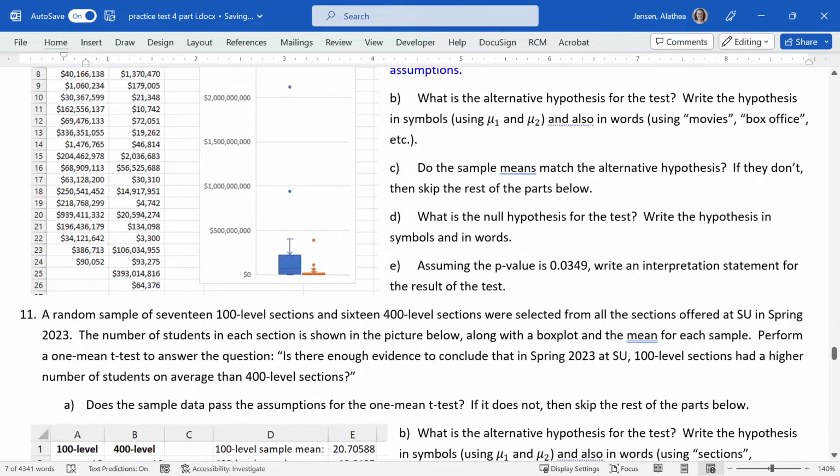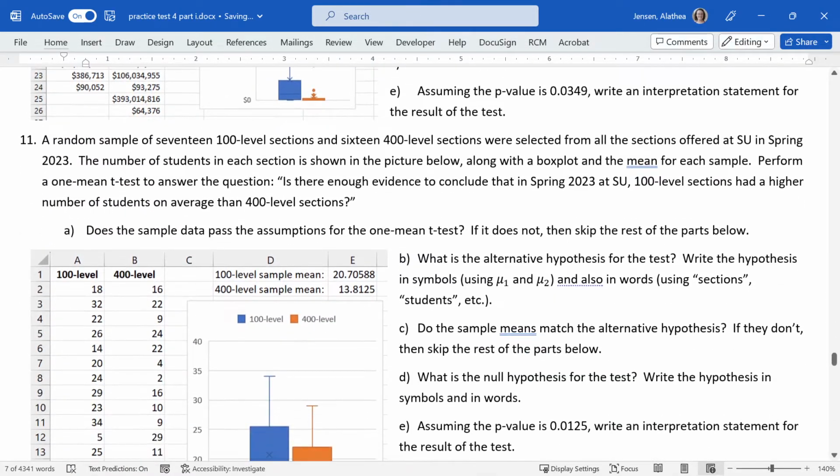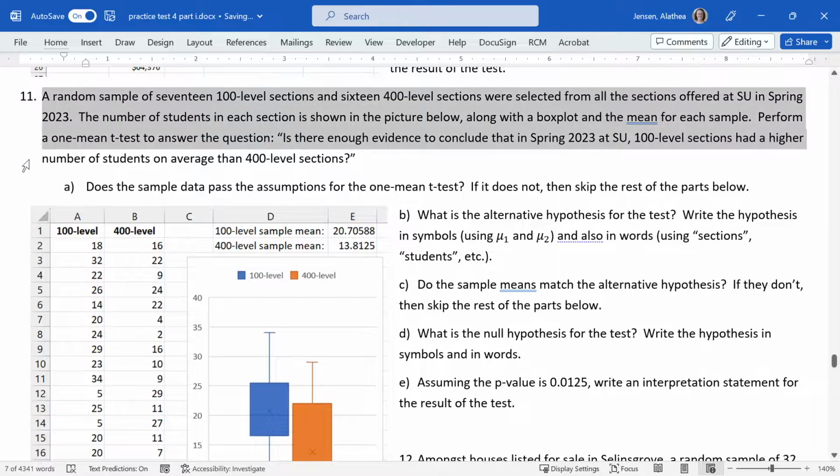All right, well, that one was pretty easy. So let's try number 11. A random sample of 17 100 level sections and 16 400 level sections were selected from all the sections offered at SU in spring 2023. Again, the real question, I really did this. The number of students in each section is shown in the picture below, along with a box plot and the mean for each sample. Perform a one mean t-test to answer the question.